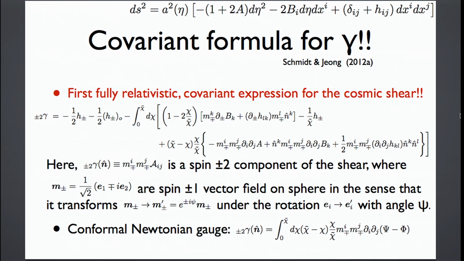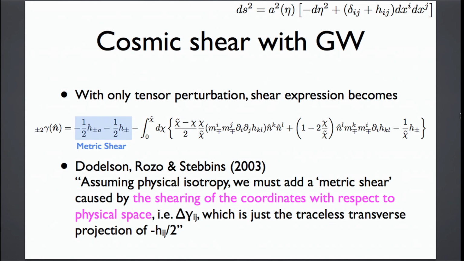So here I have a complicated expression, but I just turn off B and A. Then what I get is this. So here is the usual line of sight integral, the weak lensing formula. And here we have this term which is proportional to Hij at the source location and Hij at the observer location. That has been known as a metric shear and was discovered by these people in this paper. And they describe it as a shearing of the coordinate with respect to the physical space. And we reinterpret this as the following.